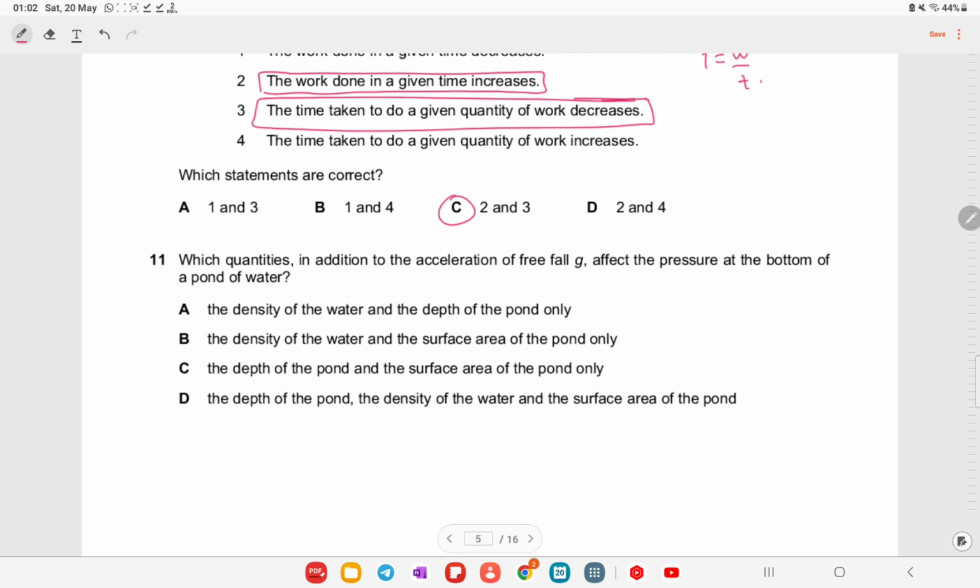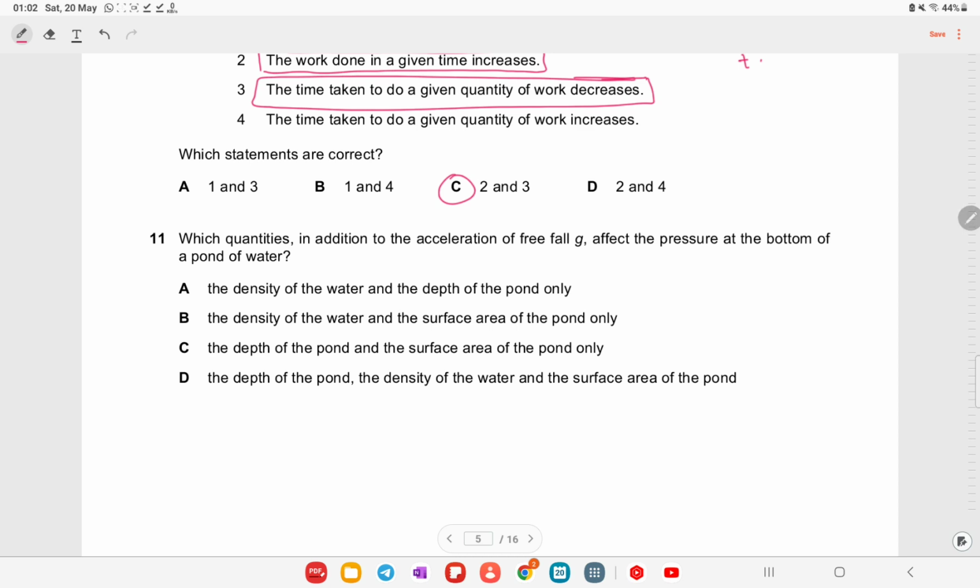Which quantities, in addition to the acceleration of free fall g, affect the pressure at the bottom of a pond of water? The density of the water and the depth of the pond? Yes, it does. The density of the water and the surface area of the pond only. The depth of the pond and the density of the water and the surface area of the pond?